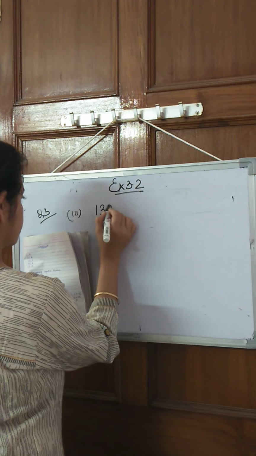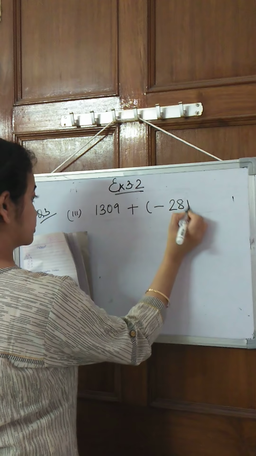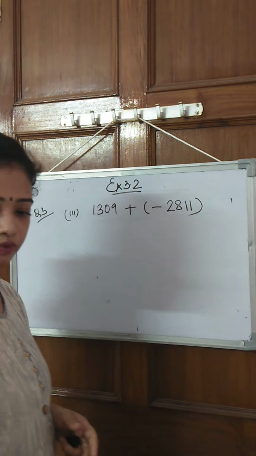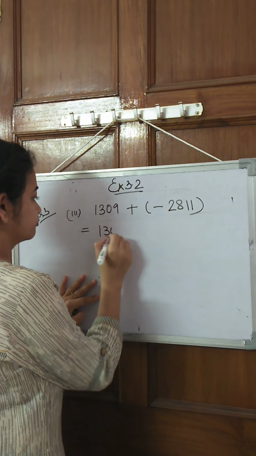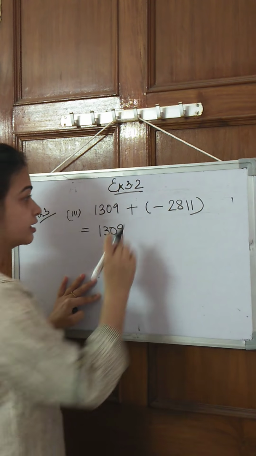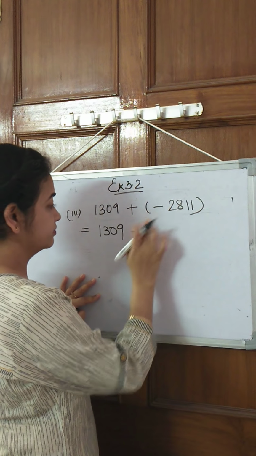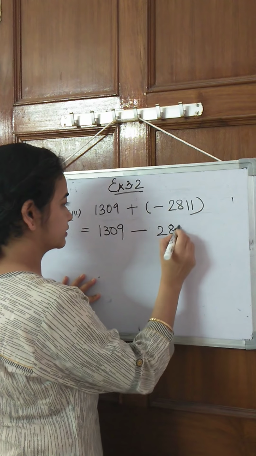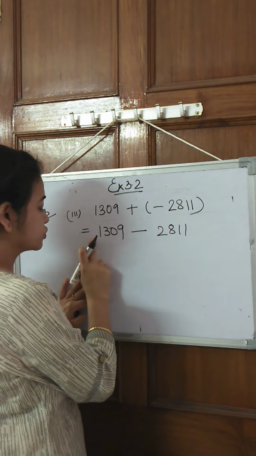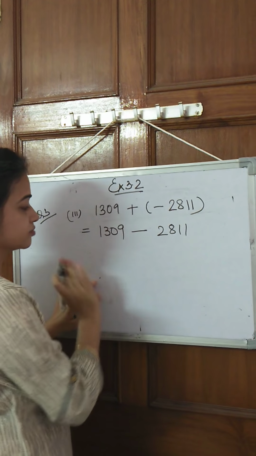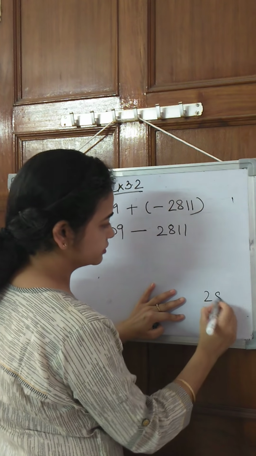It's 1309 plus minus 2811. Again, we have to do the same thing, solve the bracket. So I am not doing anything with the first number, I am writing it as it is. Plus minus is minus. Okay, so I have done for plus minus minus. Now I am writing the other number. Now my first number is positive, my other number is negative. So opposite sign, plus minus is minus. So we have to subtract the two numbers. So let's subtract the numbers.